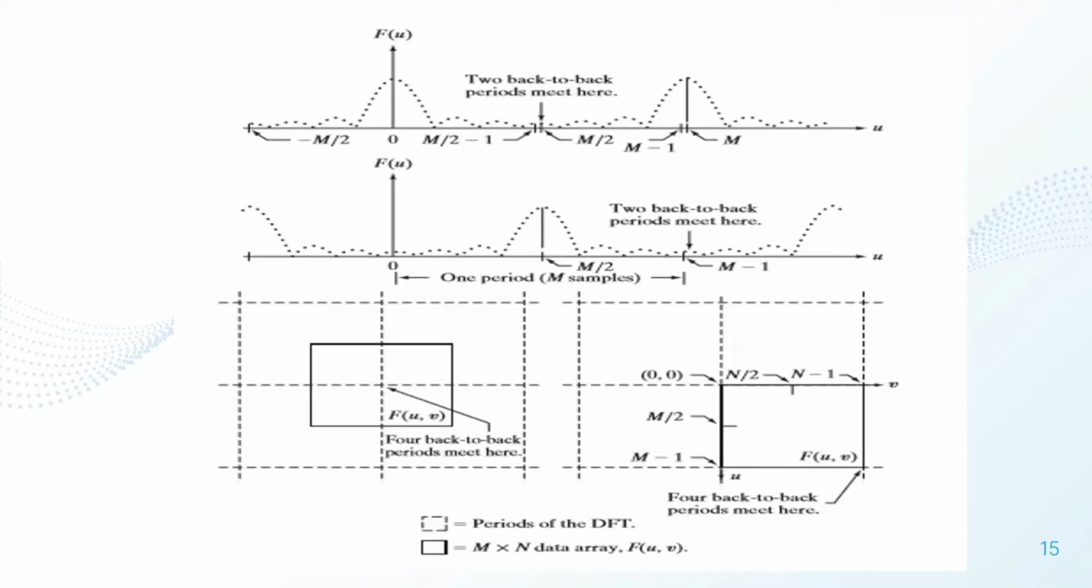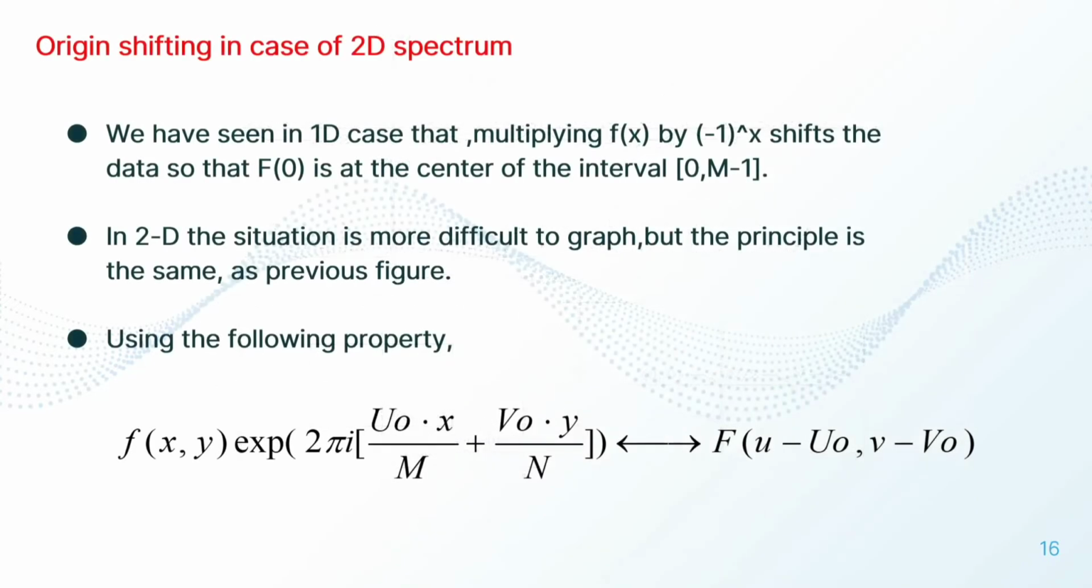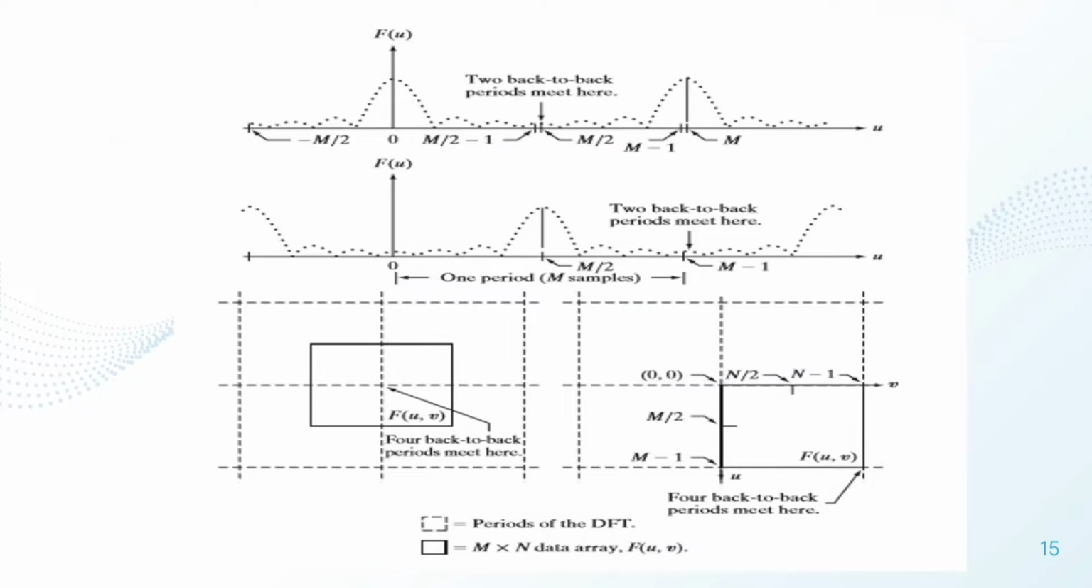As in the 1D case, visualization is simplified if we shift the data so that the point is at M/2, N/2. We can do that by choosing u0 and v0 as M/2, N/2. This shifts the data so that the origin is at the center of the frequency rectangle defined by the intervals, as desired. We can see that in the figure.